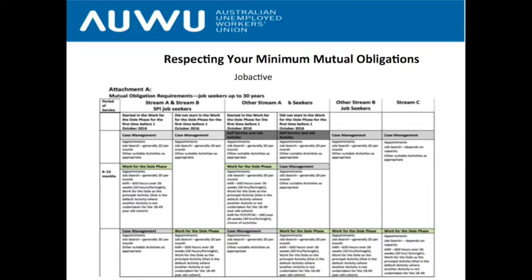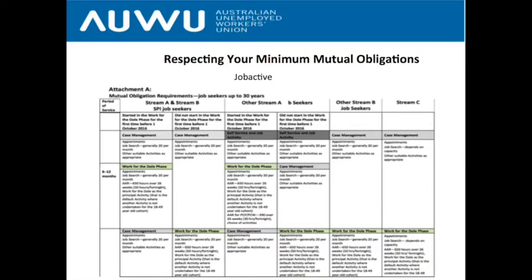But overall, there are three key requirements that unemployed workers in job active must fulfill. Firstly is job search. And that requirement is generally 20 per month for streams A and B, and for stream C, it depends on capacity. It's a little sneaky how it says depends on capacity there, because actually the amount of job search you're required to do always depends on capacity, streams A, B, or C.